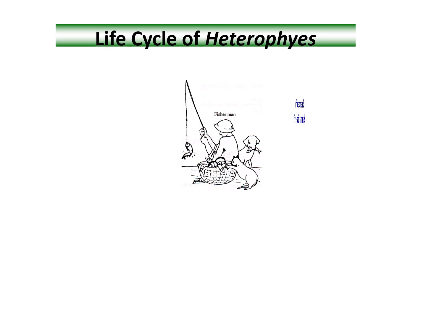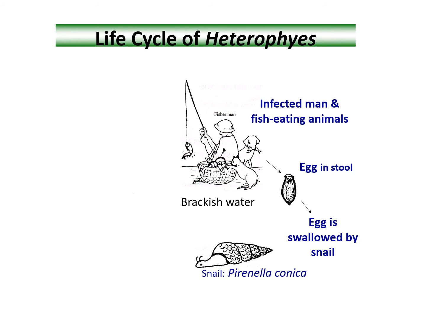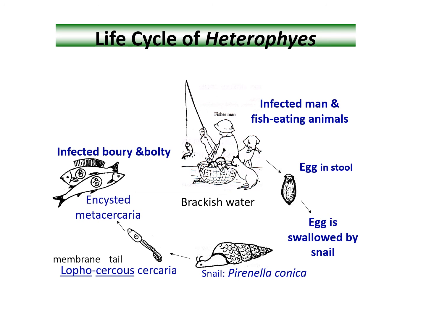Life cycle of Heterophyes: infected man and fish eating animals, eggs in stool from man and animals go to brackish water. The egg is swallowed by the snail Pirenella conica. The cercariae go out from the snail, lophocercous, with a tail and membrane. They infect bouri and tilapia, with encysted metacercariae inside them.